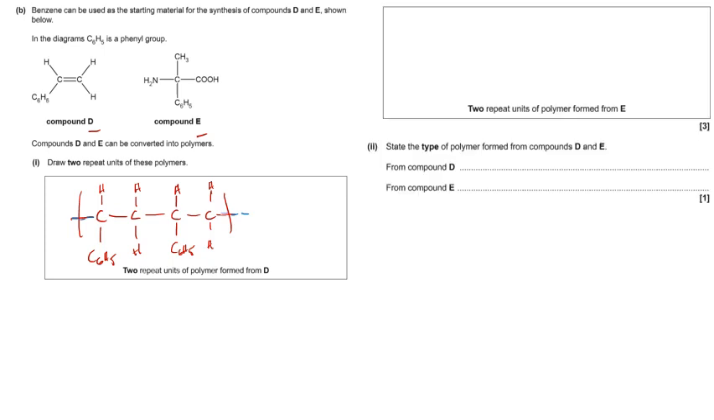Okay, looking at E, of course we've got our acid group here and an amine group here, so we're going to make a polyamide. And just because this is not as easy as the addition reaction, we might just draw the adjacent functional groups.